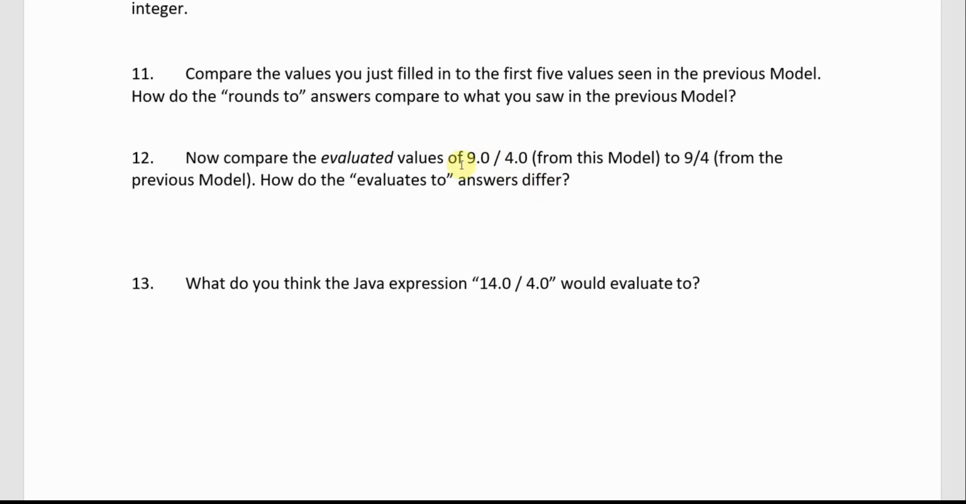So on number 12, it wants you to compare 9.0 divided by 4.0 to 9 divided by 4. How do the evaluates-to answers differ? Well, the first one will be an exact answer, 2.25. This one, because it only contains integers, will just be 2.